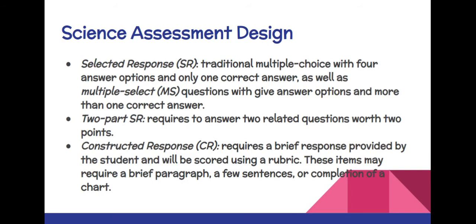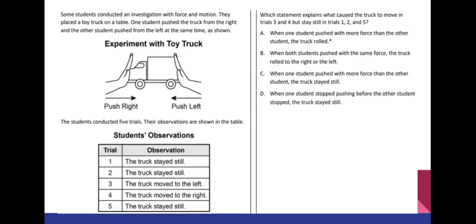These require a brief response provided by the student and will be scored using a rubric. These items may require a brief paragraph, a few sentences, or completion of a chart. They will see questions like this with the sources. They've actually seen this question before about forces with the toy truck. They'll have to refer to the sources and answer the questions provided.